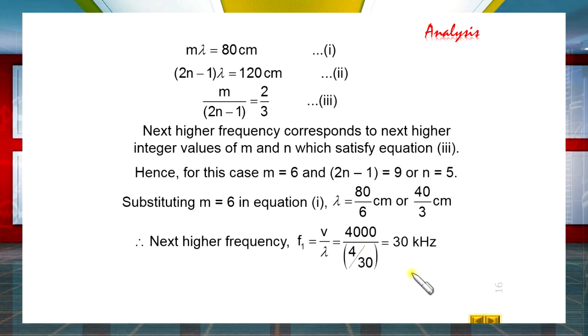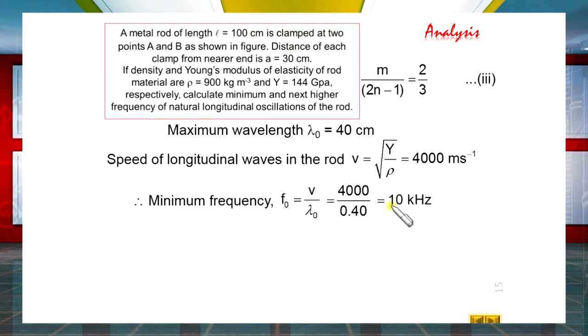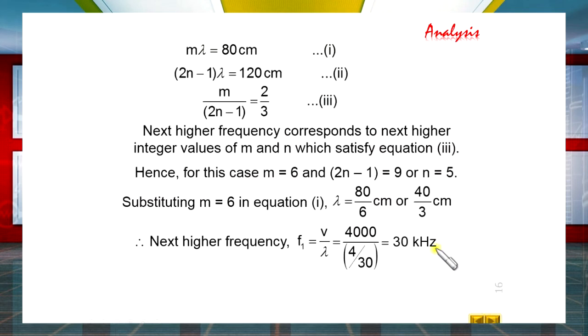Here we can observe the fundamental frequency was 10 kilohertz. Next higher frequency is 30 kilohertz. That means rod is oscillating with the odd harmonics here, right? So in this case we calculated both types of frequency, fundamental and next higher frequencies. Now let us discuss one more illustration related with the rod clamped at the middle point.